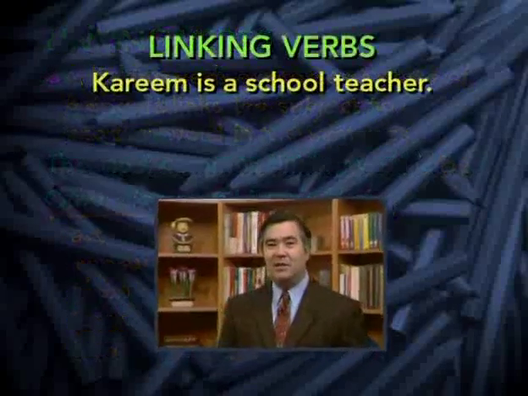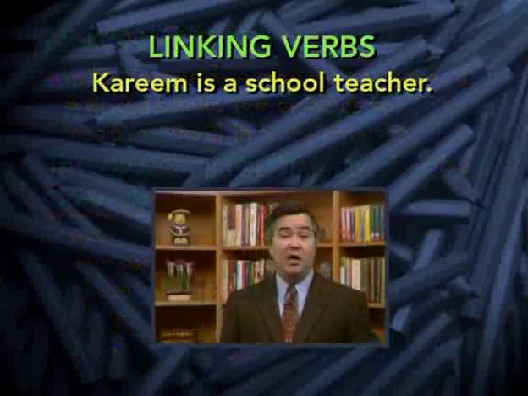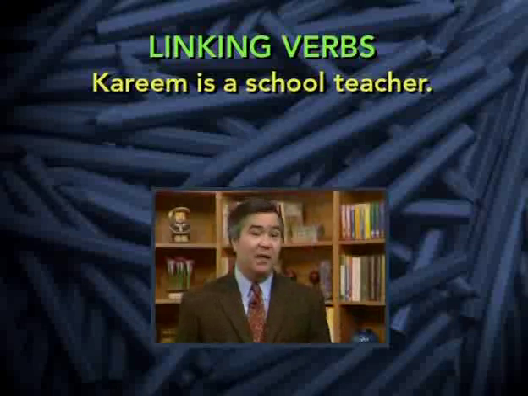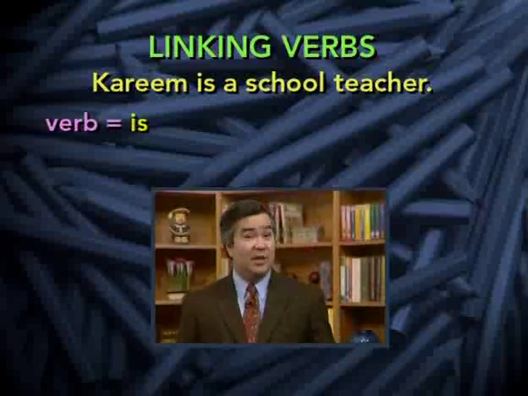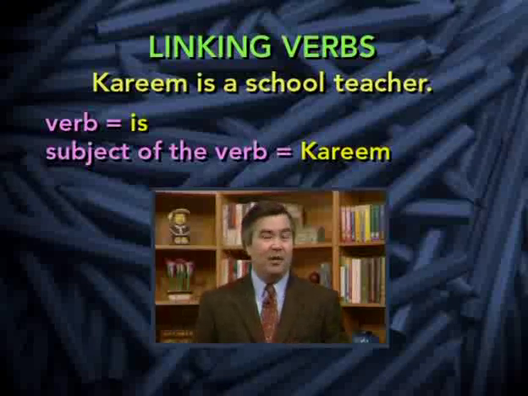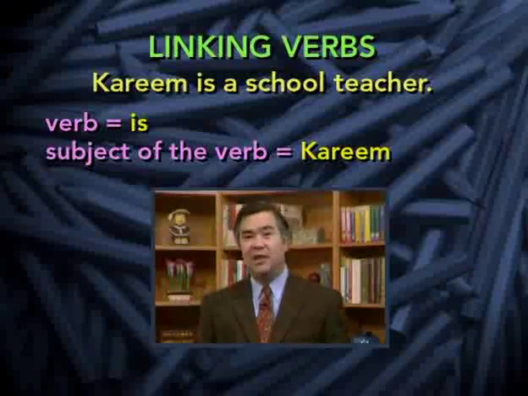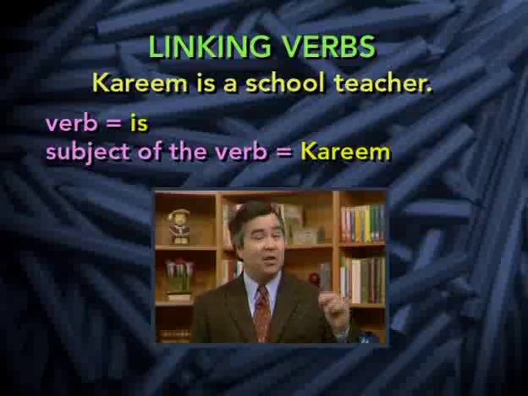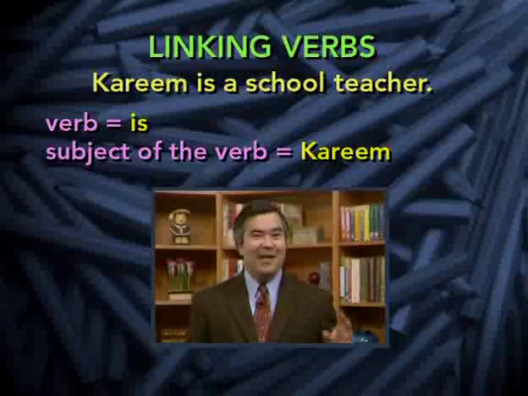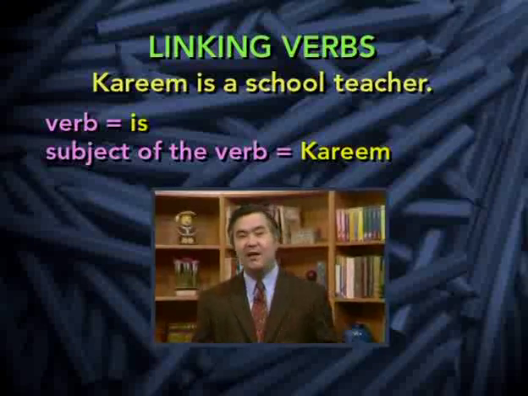Here are a couple of examples. Karim is a school teacher. We said a moment ago that the verb to be is the most common linking verb. Here's an example of a form of the verb to be. The verb is. What's the subject of the verb is? Karim. Karim is the one who is. And following the verb is, we're told exactly what Karim is, a teacher, or specifically a school teacher. So in this case, the subject Karim is being linked by the linking verb is to the word teacher. Karim is teacher. And the words a school are giving a little more information about what kind of teacher.